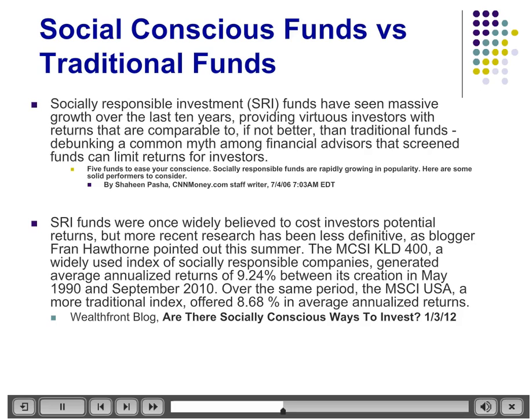So the next couple of quotes here, from Shaheen Pasha and from the Wealthfront blog, both are getting at how these socially conscious funds are doing quite well nowadays. I can tell you that my socially conscious fund in my TIAA-CREF does keep pace, on par with the rest of my investments, and on occasion will outpace them. Not always, but on occasion. So it's really nice to see that social consciousness does pay.